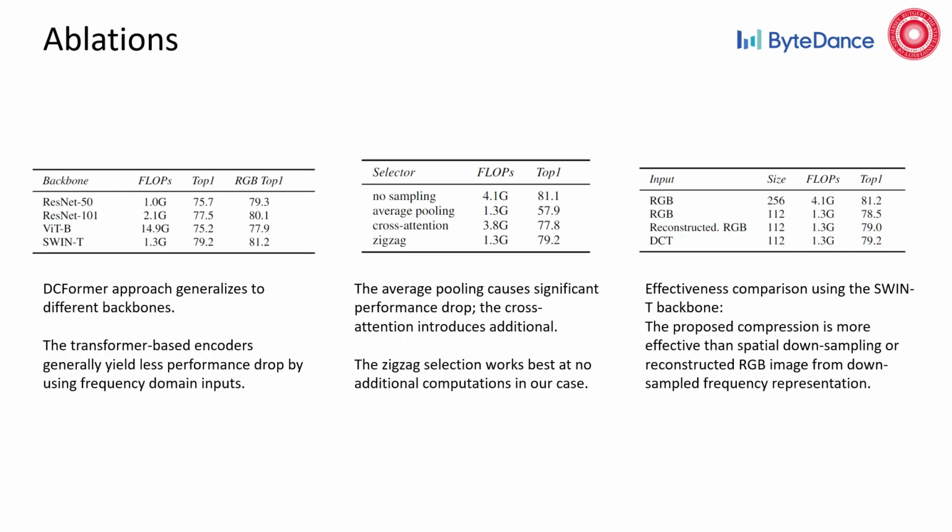We finally conduct ablations on DCFormer with Swin tiny backbone. We find that the DCFormer generalizes well to different backbones. The zigzag-based hard selection is the most effective and efficient way for frequency domain compression, comparing with the cross-attention and average pooling. The DCFormer is also more effective at the same FLOPs comparing with RGB backbones with reduced input resolution.